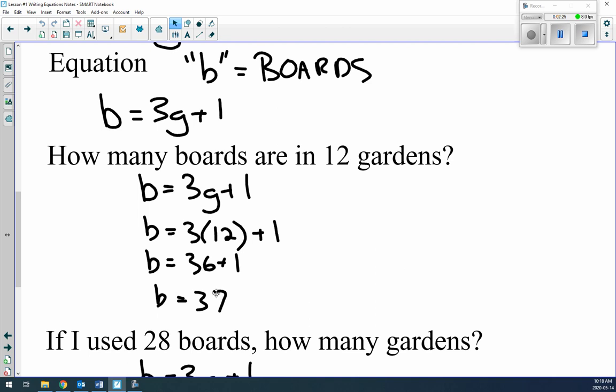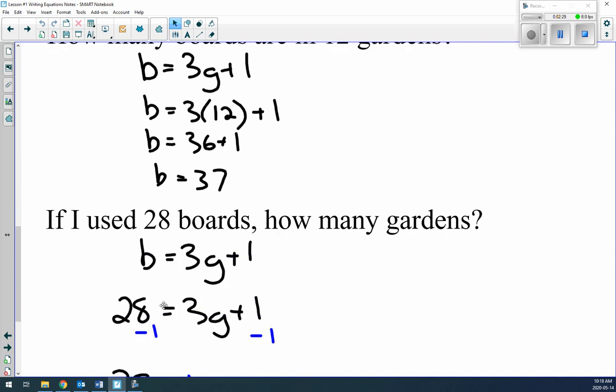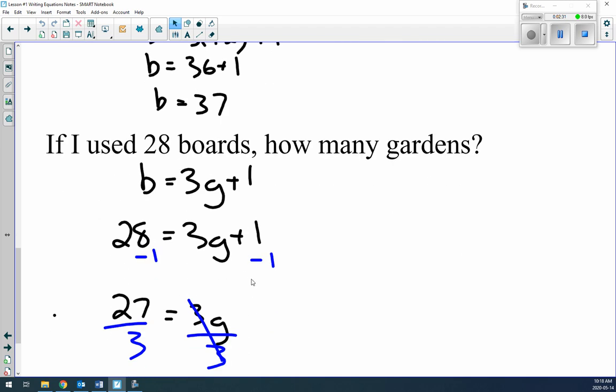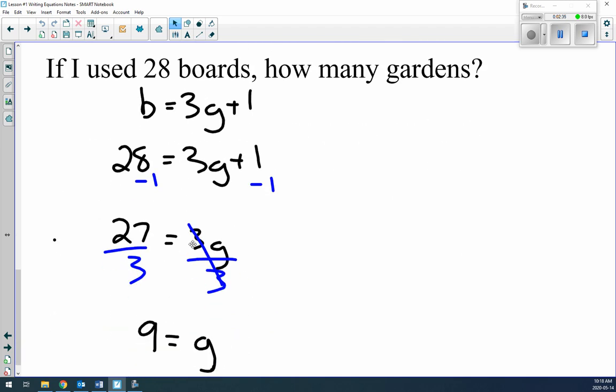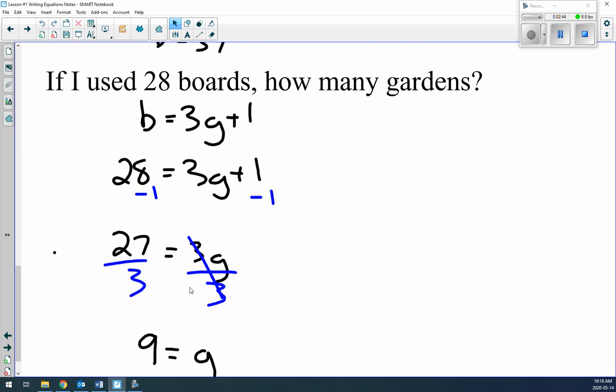We could also go the other way around. What if we had 28 boards? How many gardens could we make? So we do the math here. 28 equals 3g plus 1. How do we do that? Subtract 1 from either side, and we end up with 27 equals 3g. How do we get g by itself? You divide both sides by 3. You can find out you can make 9 gardens. So once you have the equation, you could go either direction and solve for either one of those.